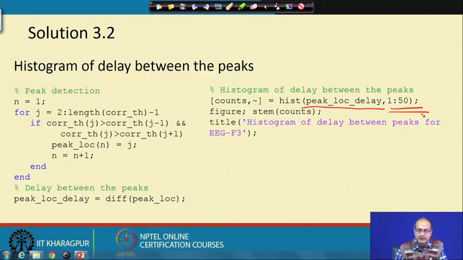So, we restrict it there, so that we get a good picture, and we plot that figure, and here we are actually keeping only the counts. The second variable we are using tilde just to tell that we do not need to store that variable. Histogram is giving two outputs, the next one is not required for our operation. And we use the command stem to plot that, that means it will give us a kind of post structure. Okay. So, let us see how it looks.